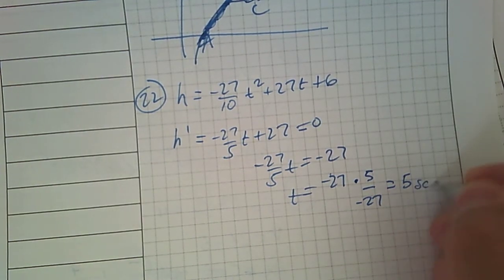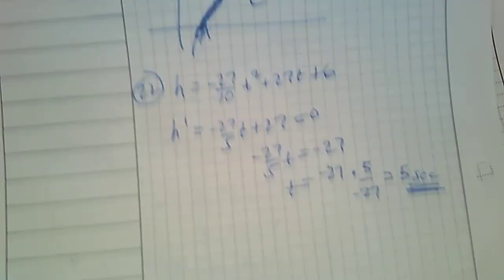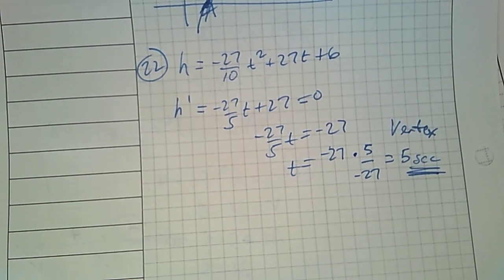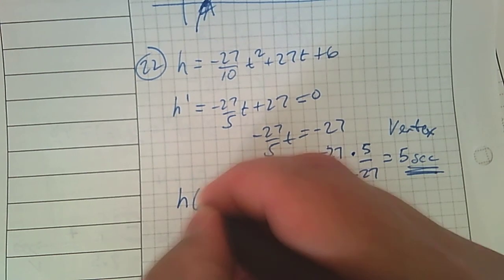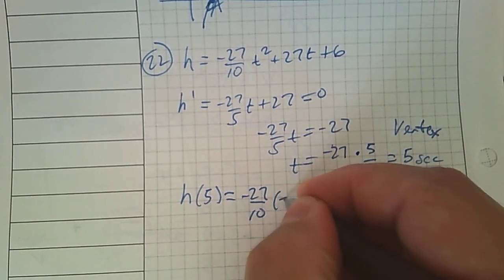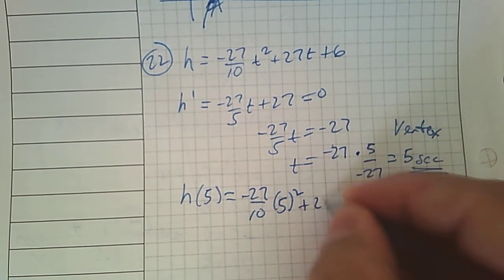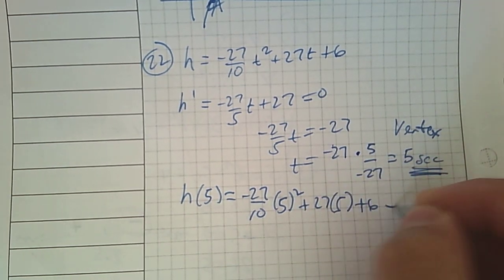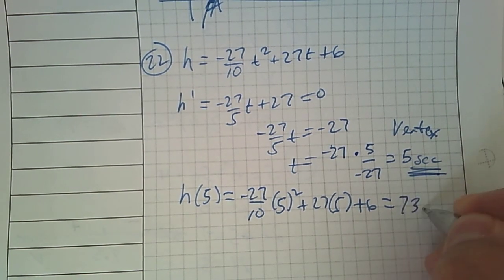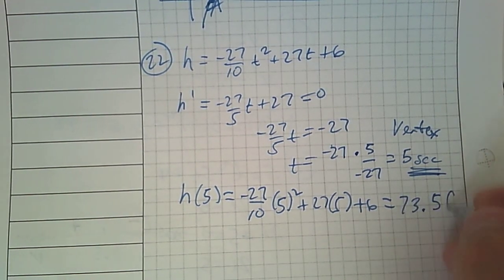So first of all, at 5 seconds, it reached its maximum height. That's the same as asking for the x-coordinate of the vertex. Then go back into the main function and plug in 5 to find the actual height. So I would expect you to use the calculator. I have an answer key, so I know you can plug that in. You can practice with the calculator if you want, but plug 5 in, and you'll see the answer is 73.5 feet.